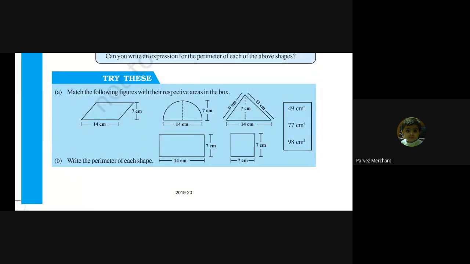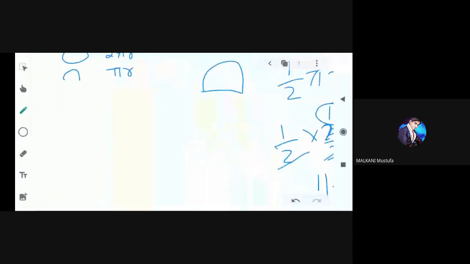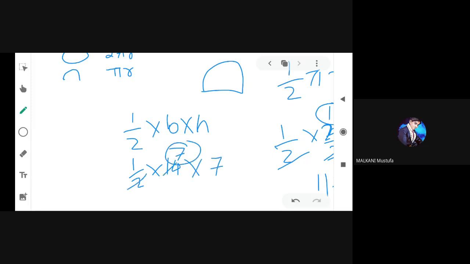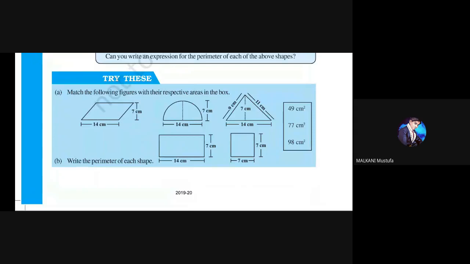Now what is the area of a triangle? 1 by 2 base into height. Yes or no? Yes, sir. Okay, 1 by 2 base into height. Here the base is 14 centimeter and the height is 7 centimeter. So 1 by 2 into 14 into 7. 2 sevens are 14 and 7 sevens are 49. So your answer is 49 centimeter square.